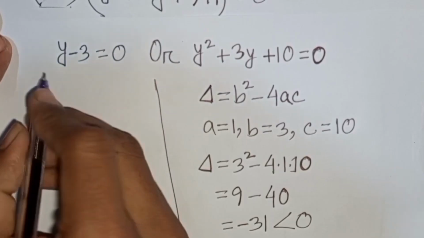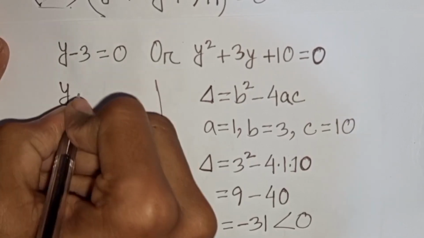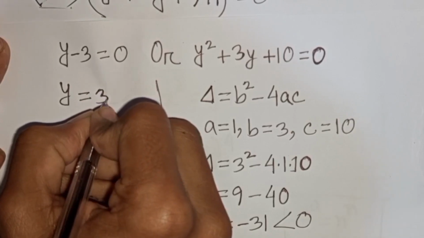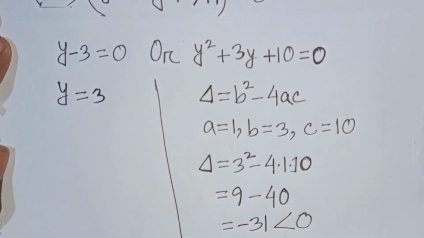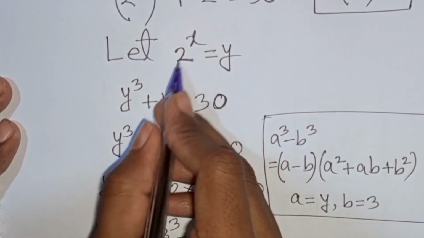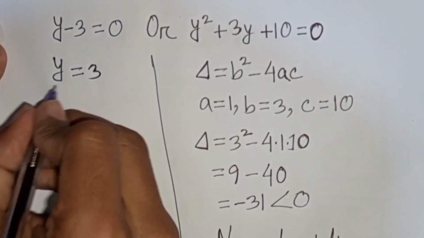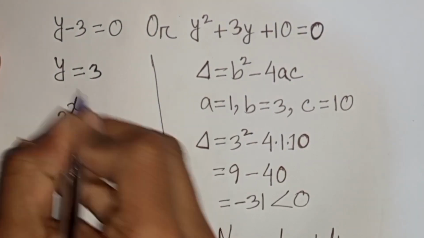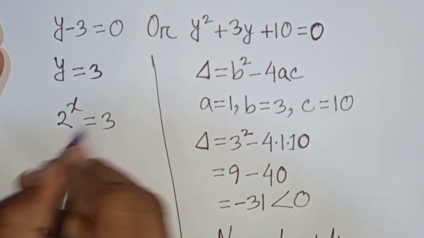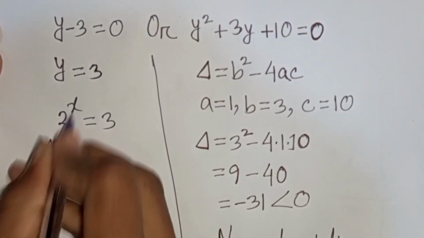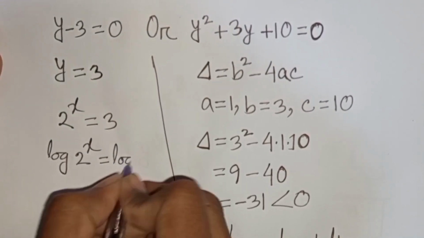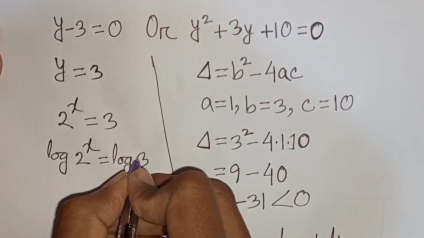Now from here y is equal to this, minus 3 take to the right side, so this will be plus 3. Now we see y is equal to 3, but remember that we let 2 power x be substituted by y. So y, that means 2 power x, is equal to 3. Now we take log in both sides. You can write here log of 2 power x is equal to log of 3.